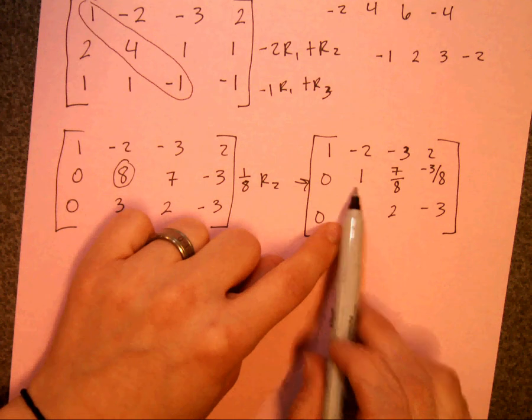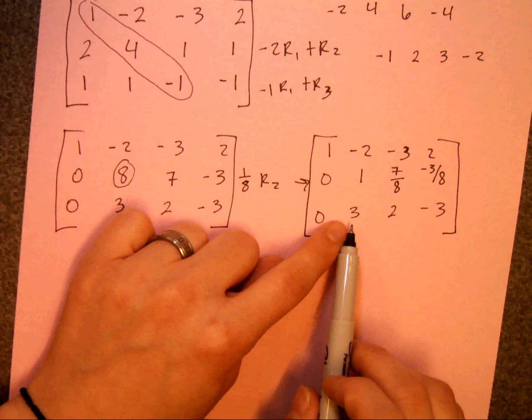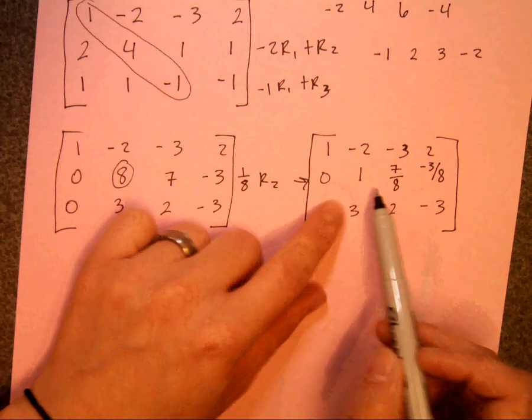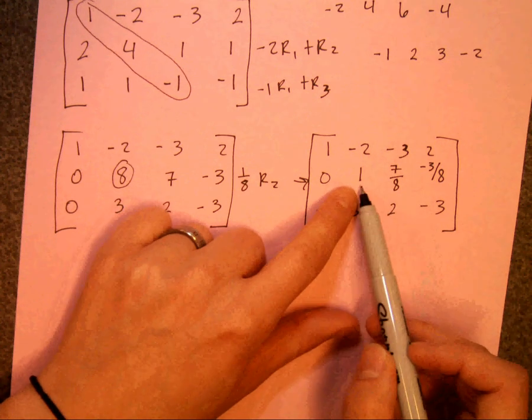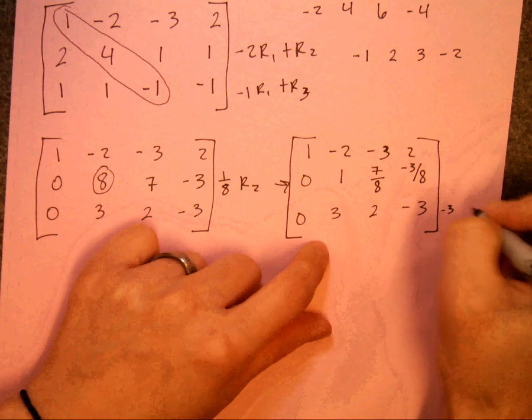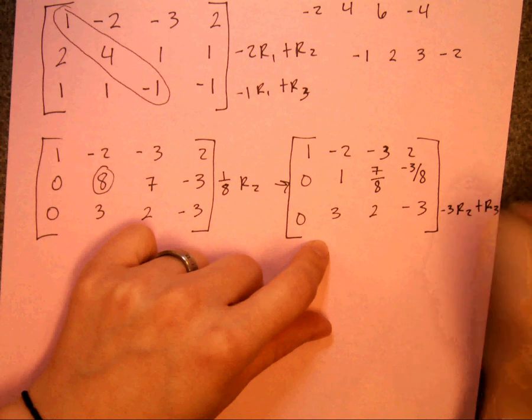So the value below it is a 3. By elimination, what do I need to cancel out positive 3? Negative 3. I'm in the second column, so I'm using the second row. I need negative 3, so I'm going to do negative 3 times row 2 and add that to row 3.